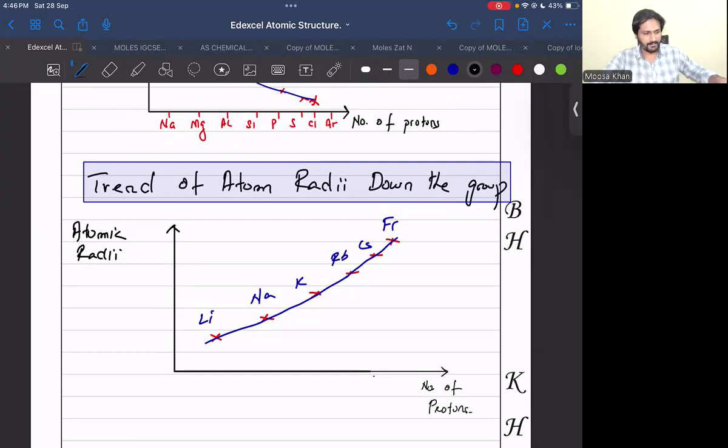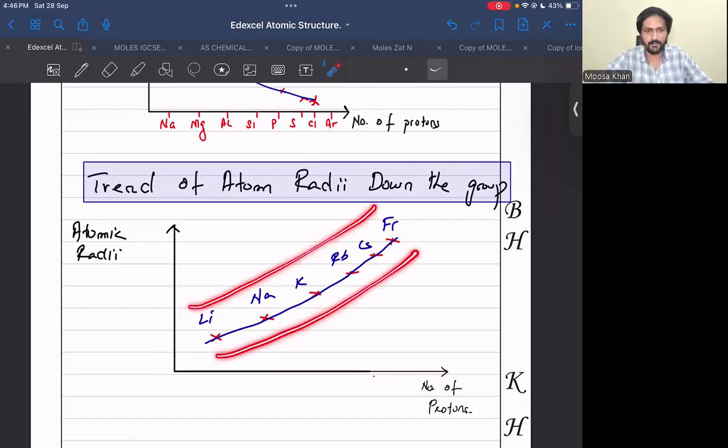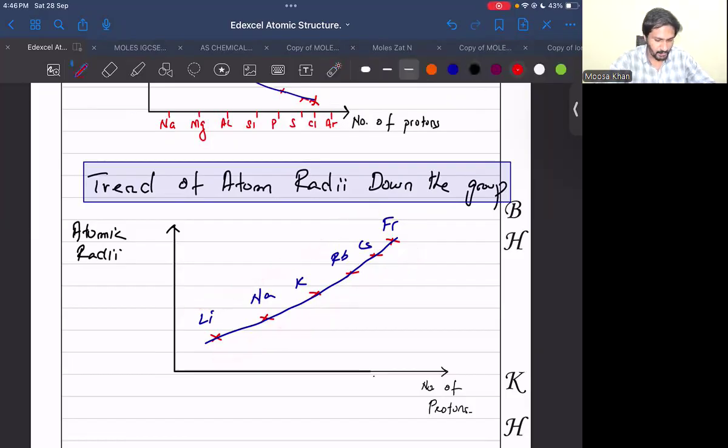I'm asking you guys. If I need to make the trend of atomic sizes of group 2, should I make this curve below the curve of group 1 or above the curve of group 1? Above the curve. Okay. So do you know, if lithium is in group 1, and we're going to make the graph for group 2, the first element of group 2 would be beryllium.